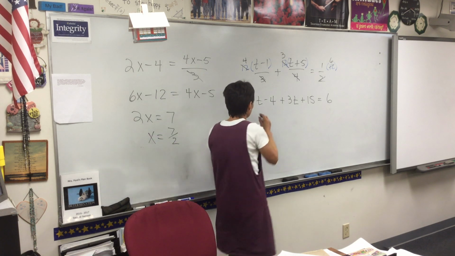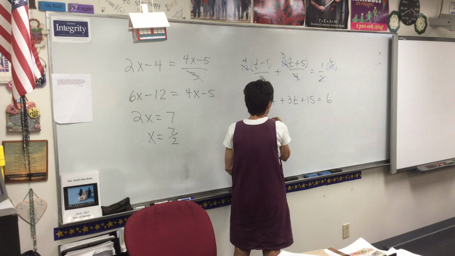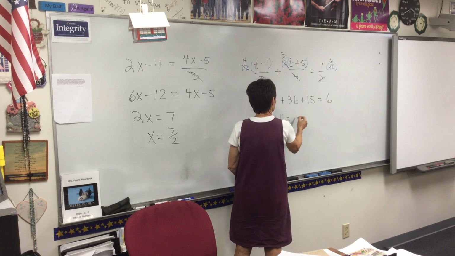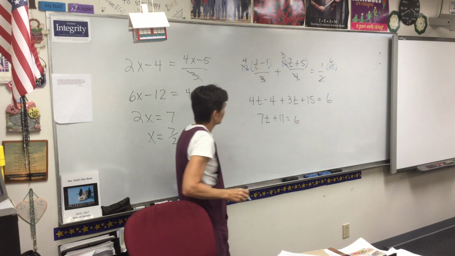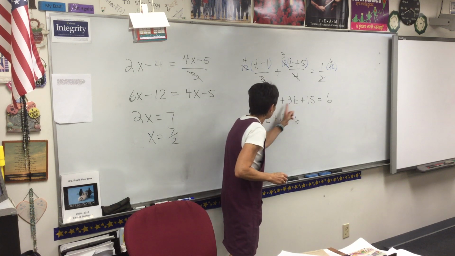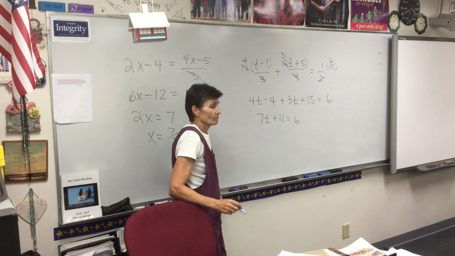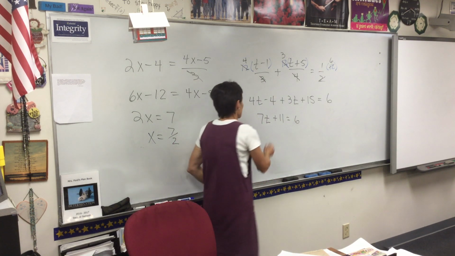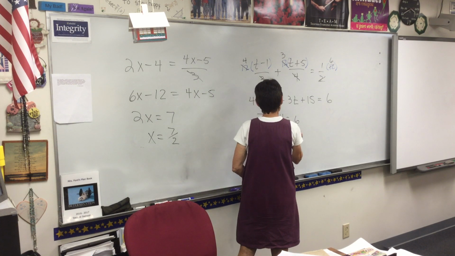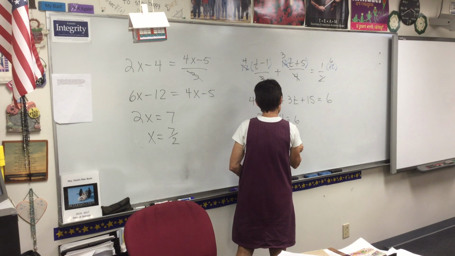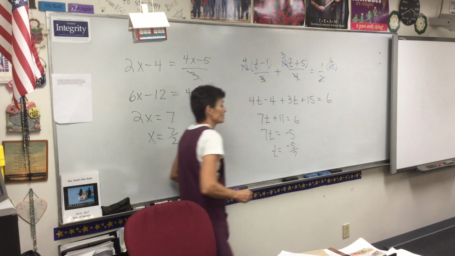So I have over here, I have 7t plus 11. I just combine my terms over here. So 7t equals -5. Did you say -5/7, Sam? Yes. You were exactly right on target. Good job.